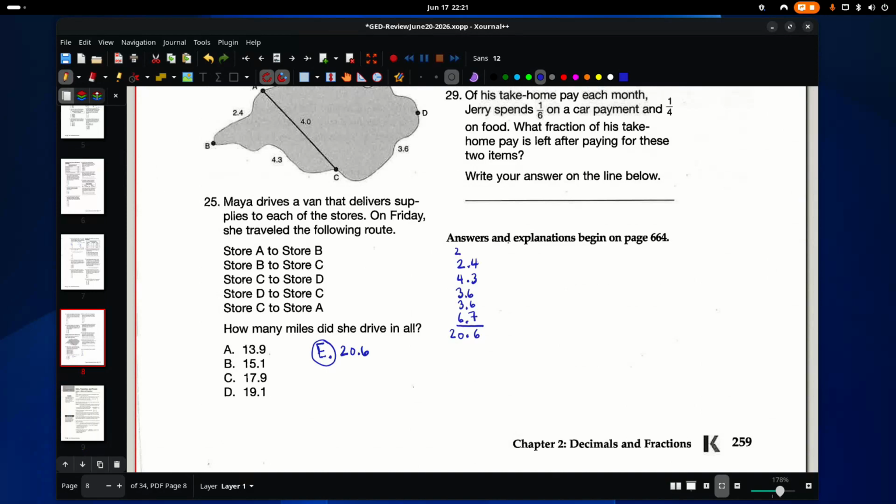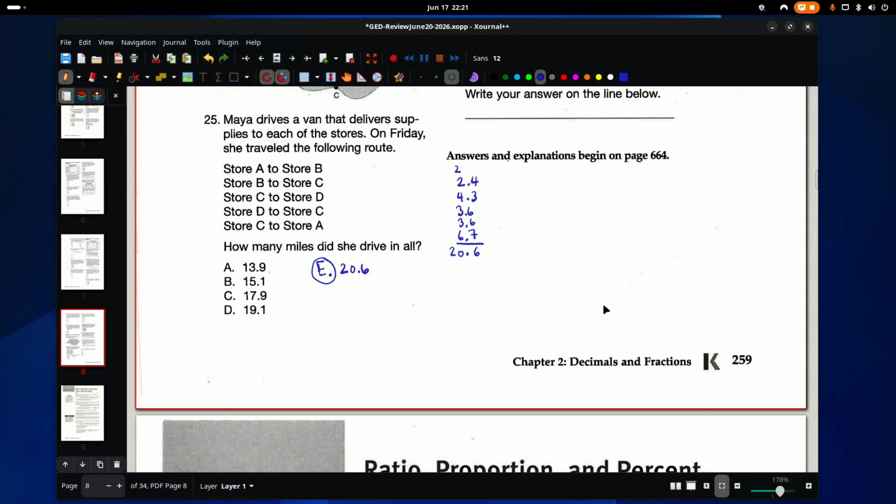I wonder if they meant she goes from C to B instead of from C to A. Because then her answer would be reduced by 2.4. So that would be 20.2, 18.2. No, they don't have that as an option. Oh well. It's a mystery.